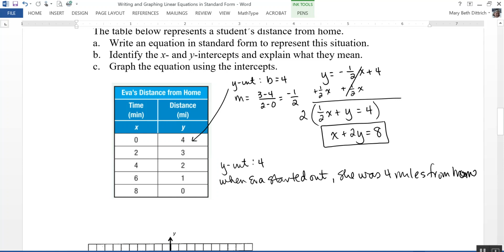My x-intercept is going to be this value right here because that's when my y equals 0. So my x-intercept is 8, and that means that her time was 8 minutes when her distance from home was 0. So what that means is it took her 8 minutes to get home. So it took Eva 8 minutes to get home.